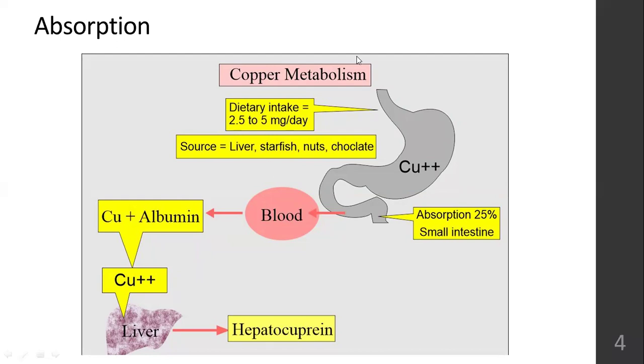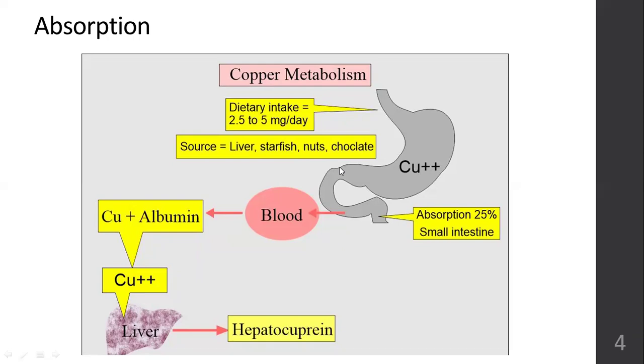So copper absorption: the majority of copper absorption takes place in your small intestine, in the duodenum, at the end of the duodenum itself, and in the jejunum. Usually, copper comes from your dietary intake. We'll discuss the main sources, but liver, fish, nuts, chocolate, these all are good sources of copper.